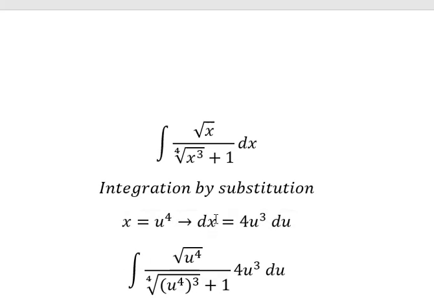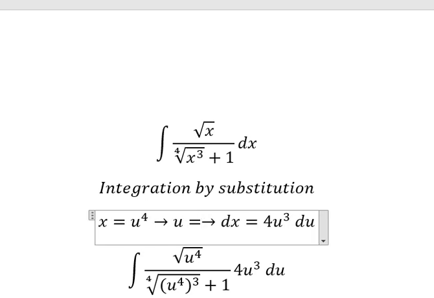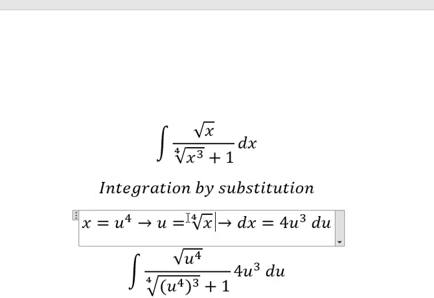About u, that is about this one. So we put the 4th root on both sides. So you have u equal to the 4th root of s. And now we need to change this one for u.